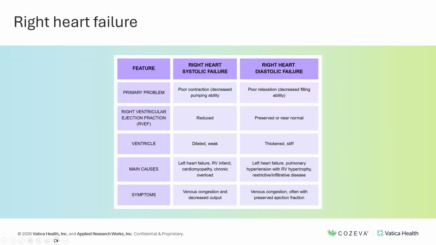So let's shift to right-sided heart failure. The basic pathophysiology is similar, but clinically, we don't usually distinguish right-sided systolic from right-sided diastolic heart failure the way we do on the left side. The most common cause of right-sided heart failure is left-sided heart failure. Other causes are right ventricular myocardial infarction, pulmonary hypertension, and other chronic lung disease. It's a little different from a coding standpoint. ICD-10 does not separate right heart failure into systolic and diastolic categories the way it does for left-sided heart failure. So for coding, we simply have right heart failure, and then we document the cause or related conditions when known.